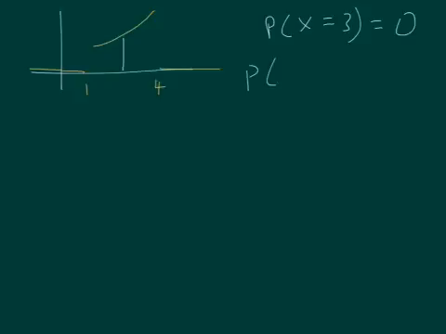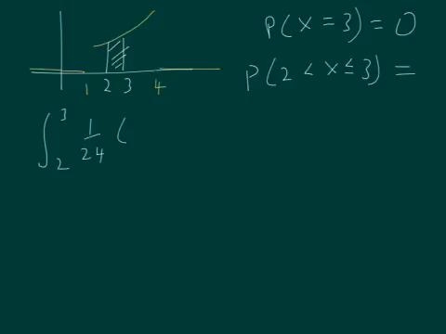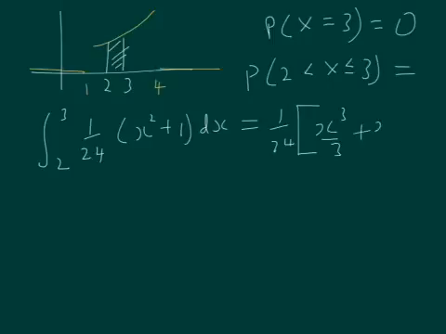But you may have the probability that x is between 2 and 3. So between 2 and 3, what we need to find out is that area there. So the probability that x is between 2 and 3 is the integral of the function. We know that k is 1/24th, x squared plus 1 dx. So I can take out the 1/24th like I did before, and to integrate x squared, that's x cubed over 3, and to integrate 1, that's x, and it's between 2 and 3.